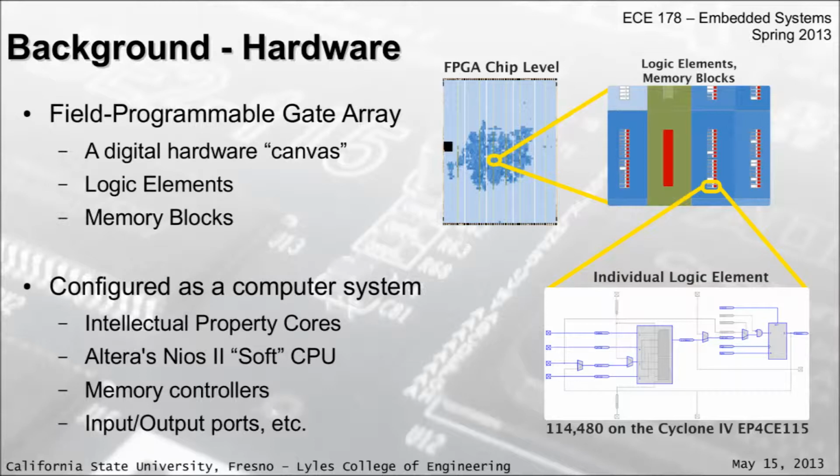Now, these individual logic elements you can see in the lower right-hand corner are a set of lookup tables and logical functions programmed by an outside system. So it can be configured to act like a CPU, it can act like a digital signal processor, any number of things. In this particular project, it's configured as a computer system. We use intellectual property cores, or IP cores for short, mainly from Altera. We're using their soft CPU, the Nios 2, and then we're using memory controllers to access external memory, input-output ports, and a few other blocks to get our graphics pipeline up and running.